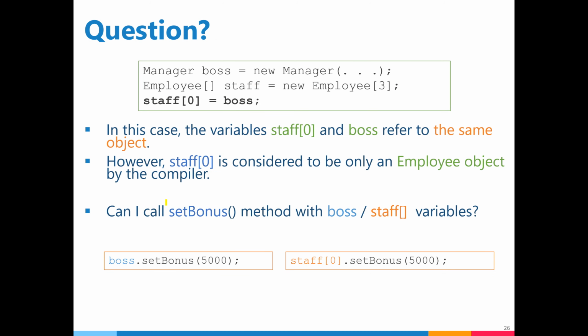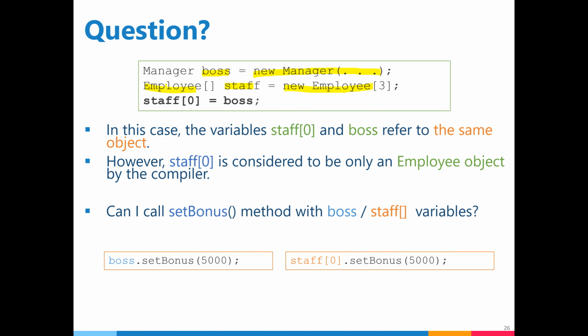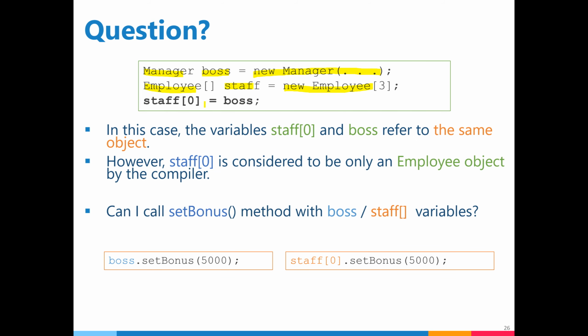So the question comes, let's try to answer this one. When we create a new manager, there's a boss, and we create a new employee. This time I explicitly put Employee and Manager instead of using var, for learning purposes. So this boss is staff[0], which is an Employee originally, that is the type of staff. So in this case, the variables staff[0] and boss refer to the same object. However, staff[0] is considered to be only an employee object by the compiler. Why? Because of the type.